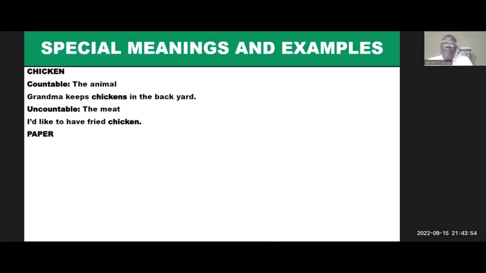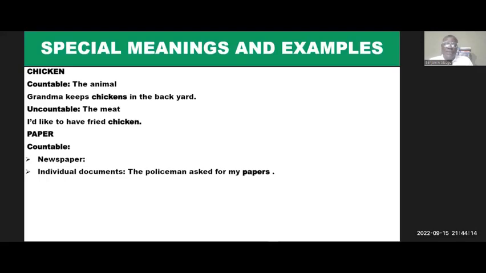Then let's look at paper, another noun that we can use both as countable and uncountable nouns. Now, when we use paper as countable, we are referring, number one, to newspapers. So if you are looking at newspaper, for example, you can say, well, I bought a national daily, or go and get me one of the national dailies, or one of the national papers, get me a national paper. So you are referring to a newspaper. So you are looking at it as countable.